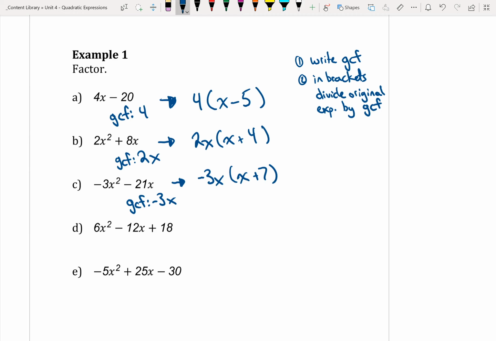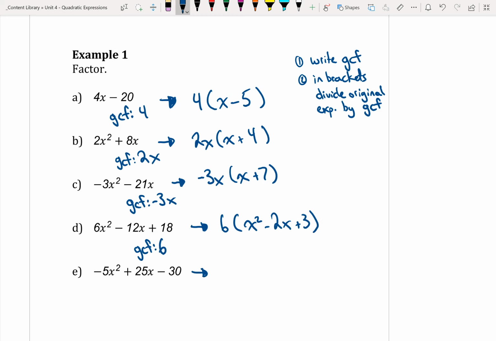For D, D may look more difficult because I have 3 terms, but the only difference is I just have to take each term into account when finding the greatest common factor. All the other steps are the same. So, greatest common factor between all 3 terms is just 6. There's no variable that's shared between all of them, so it's only going to be a number. So I'm going to write my greatest common factor, and then in brackets, I'm going to divide everything in the original one by 6. So I'm going to be left with x squared minus 2x plus 3.